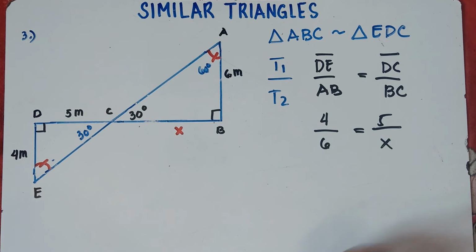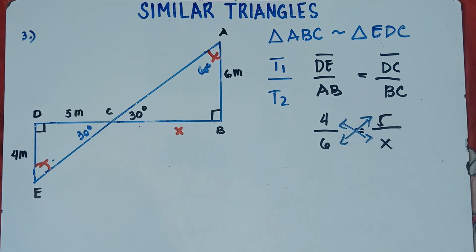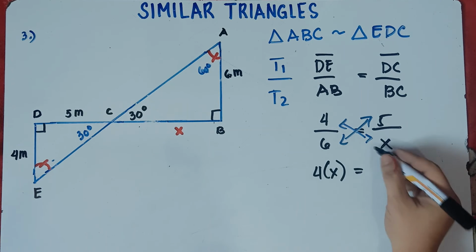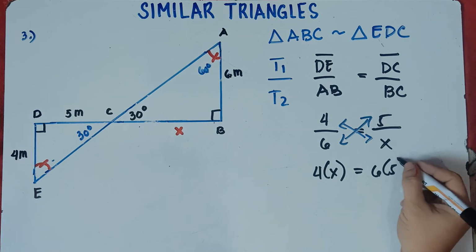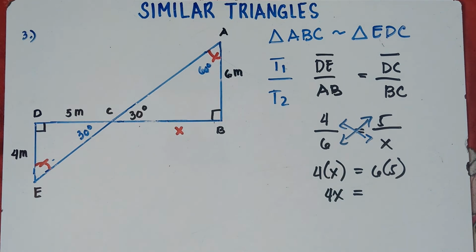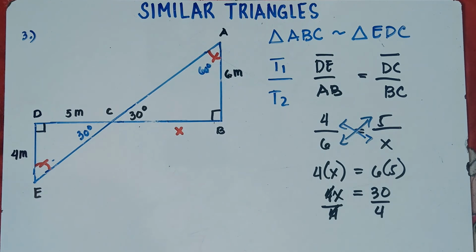And then we cross multiply. 4 times x, and then 6 times 5. So 4 times x, that is 4x, equals 6 times 5. What's the answer, class? That is correct, that is 30. And then divide both sides by 4, cancel this out.